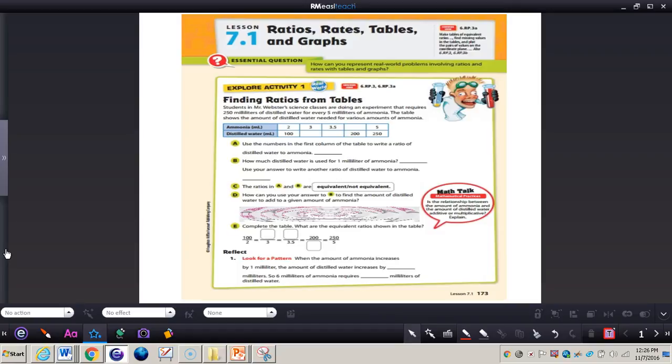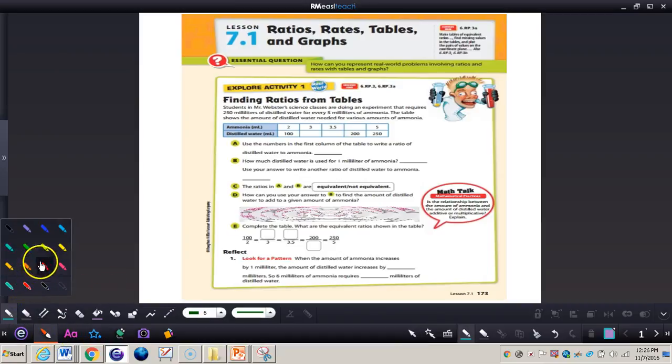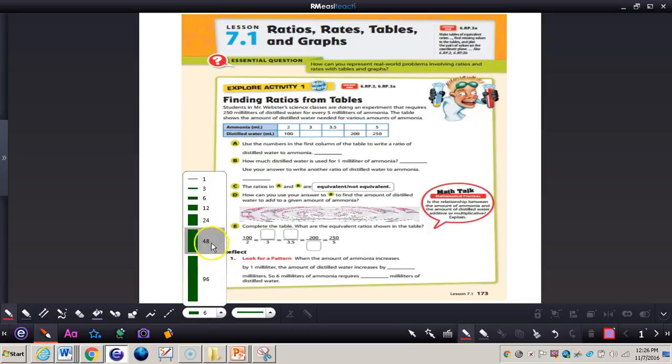So let's look at the Explore activity number 1 on page 173, and you can work with me as I work through these problems. Work with me in your Go Math book, that is. So let's take a look at 173, finding ratios from tables. It says students in Mr. Webster's science classes are doing an experiment that requires 250 milliliters of distilled water for every 5 milliliters of ammonia. The table shows the amount of distilled water needed for various amounts of ammonia.